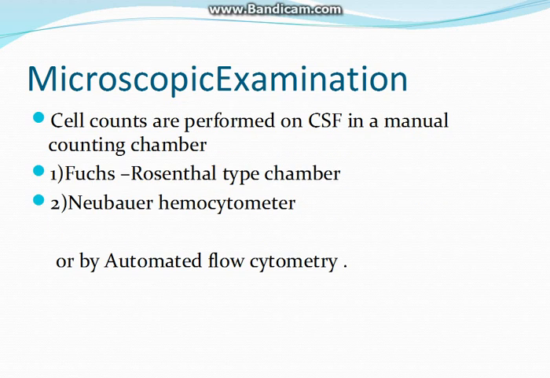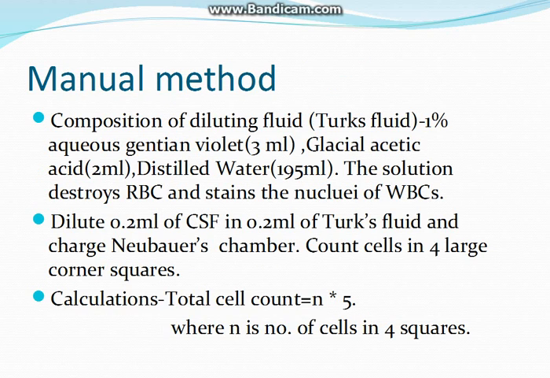Now, the total cell count can be counted using a manual counting chamber like the Fuchs-Rosenthal type chamber or Neubauer's chamber, which is most commonly used, or by automated flow cytometry. In the manual method, we use a diluting fluid, Turk's fluid, the same as we use for WBC counting. The solution destroys the RBCs and stains the nuclei of WBCs. We take 0.2 ml of CSF, mix it with 0.2 ml of Turk's fluid and charge the Neubauer's chamber, and then we count the cells. The total cell count is the number of cells we count in the 4 squares times 5.